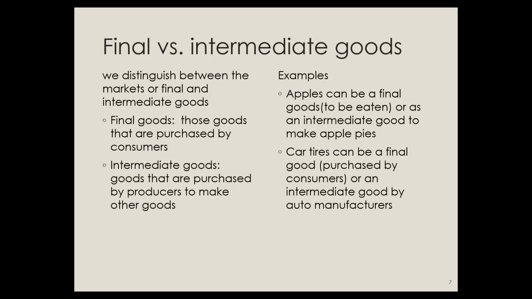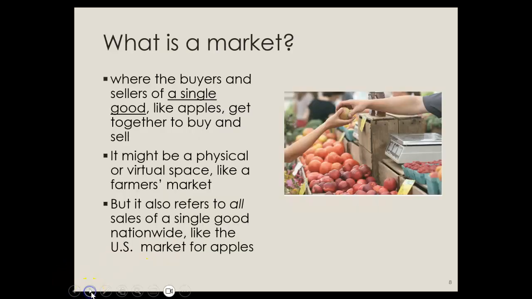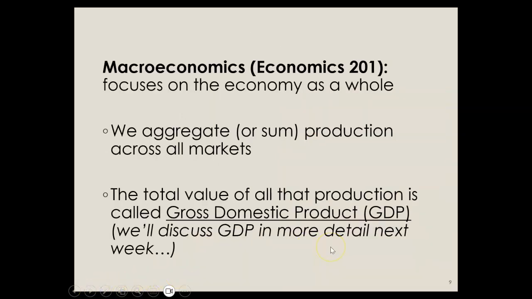Car tires can be a final good when they're purchased by a consumer to replace the tire on their car. Or they can be an intermediate good when manufacturers buy them in bulk to put them on the cars that they're producing that will then be sold to consumers. Okay, so that's basically how microeconomic markets are defined.